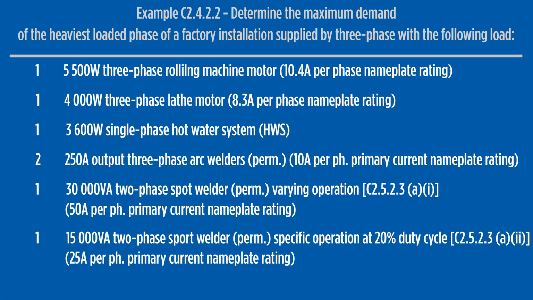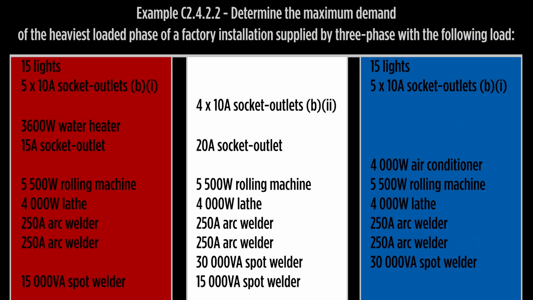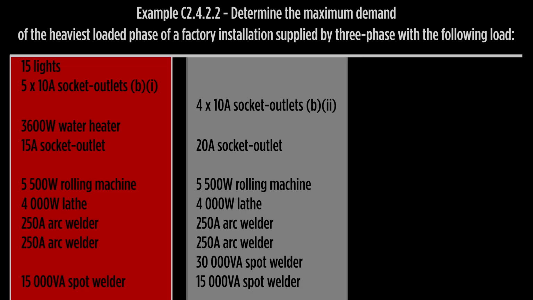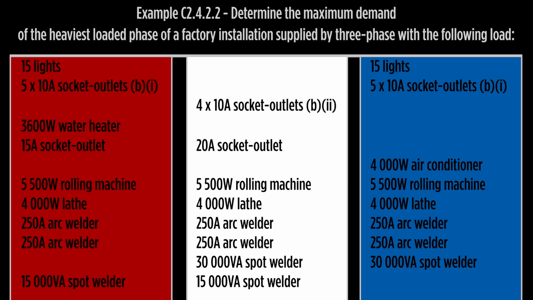We will follow the worked example C2.4.2.2 from the appendix. Table C2 and column 3 will be our focal point, as this covers factory units. As you recall from previous maximum demand calculations, various loads are first placed into load groups. Once all loads have been allocated to the correct load group, the calculation can begin.